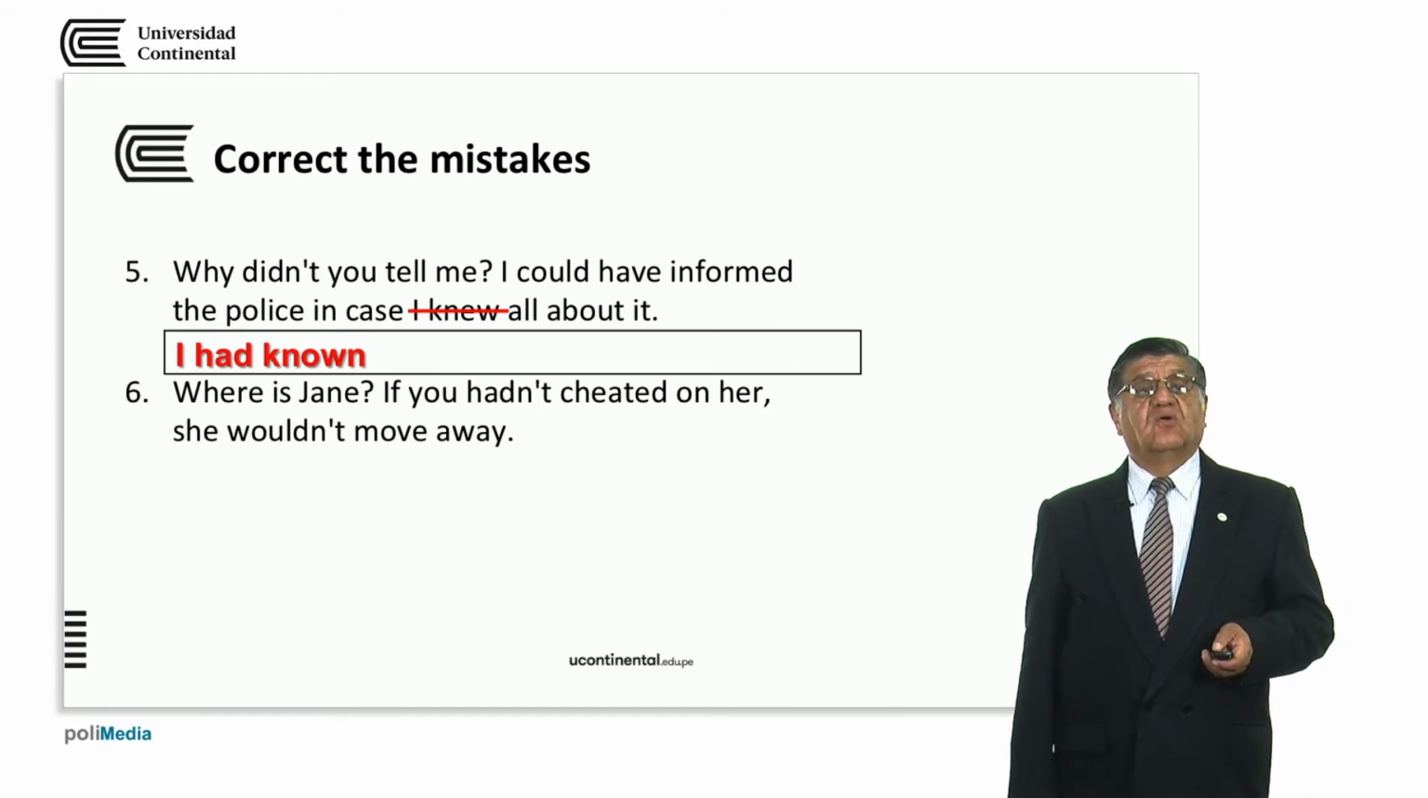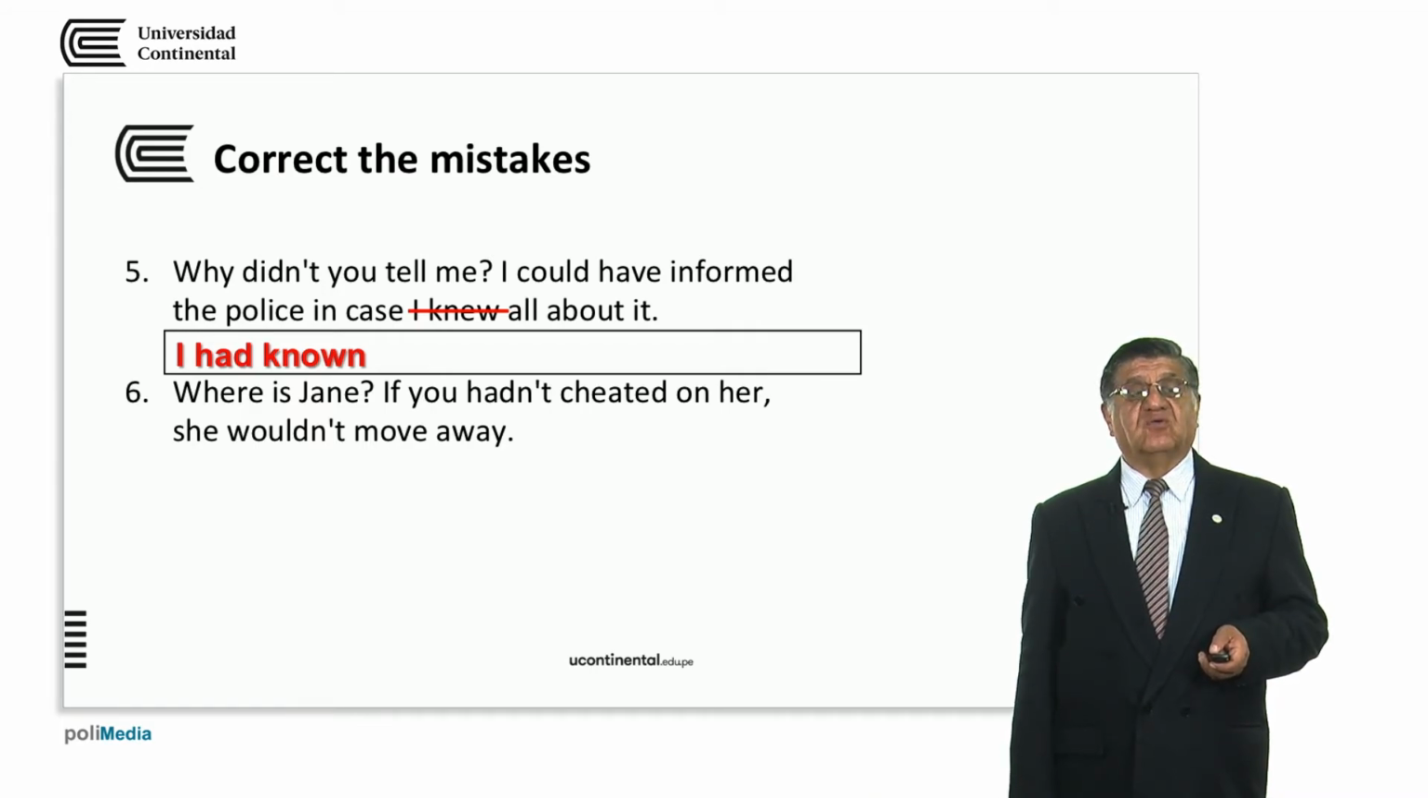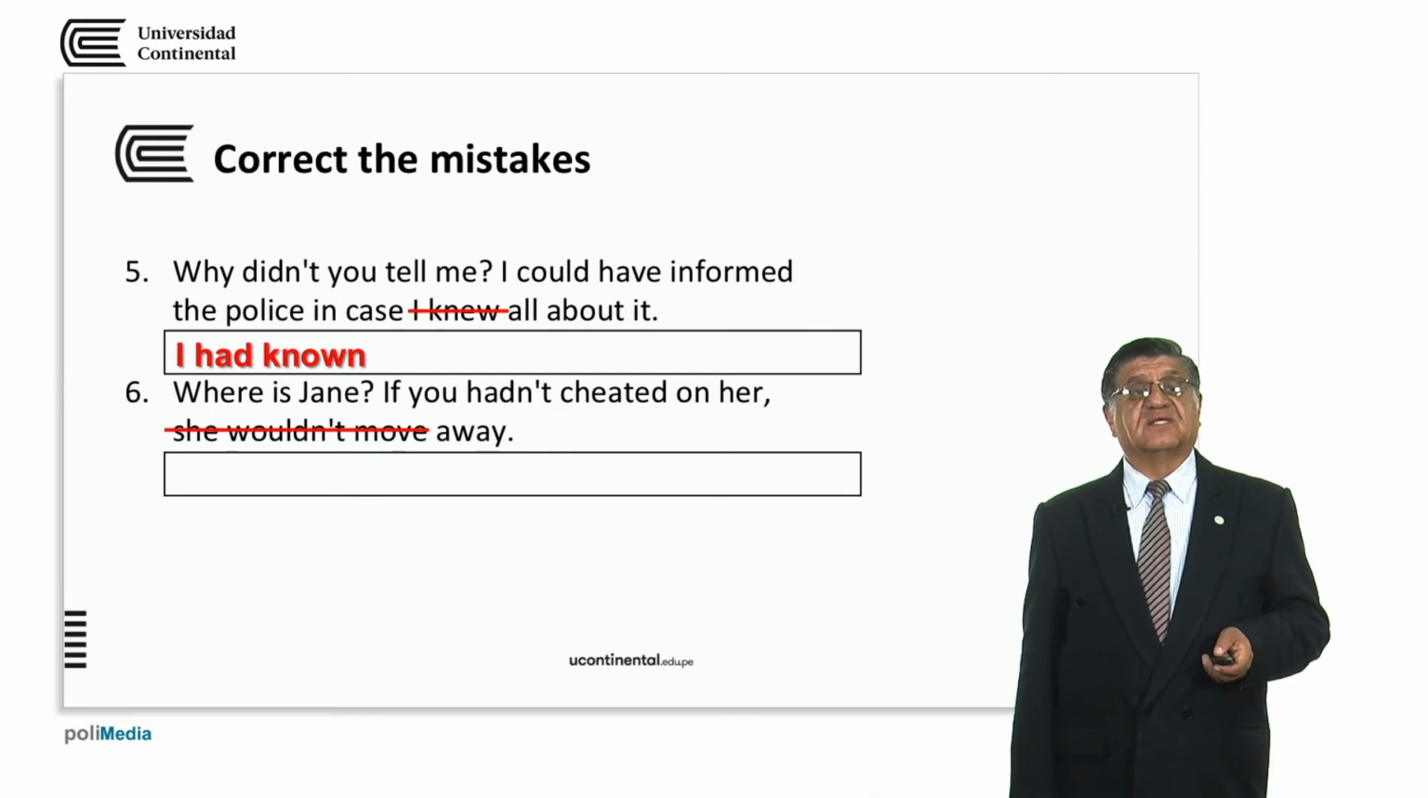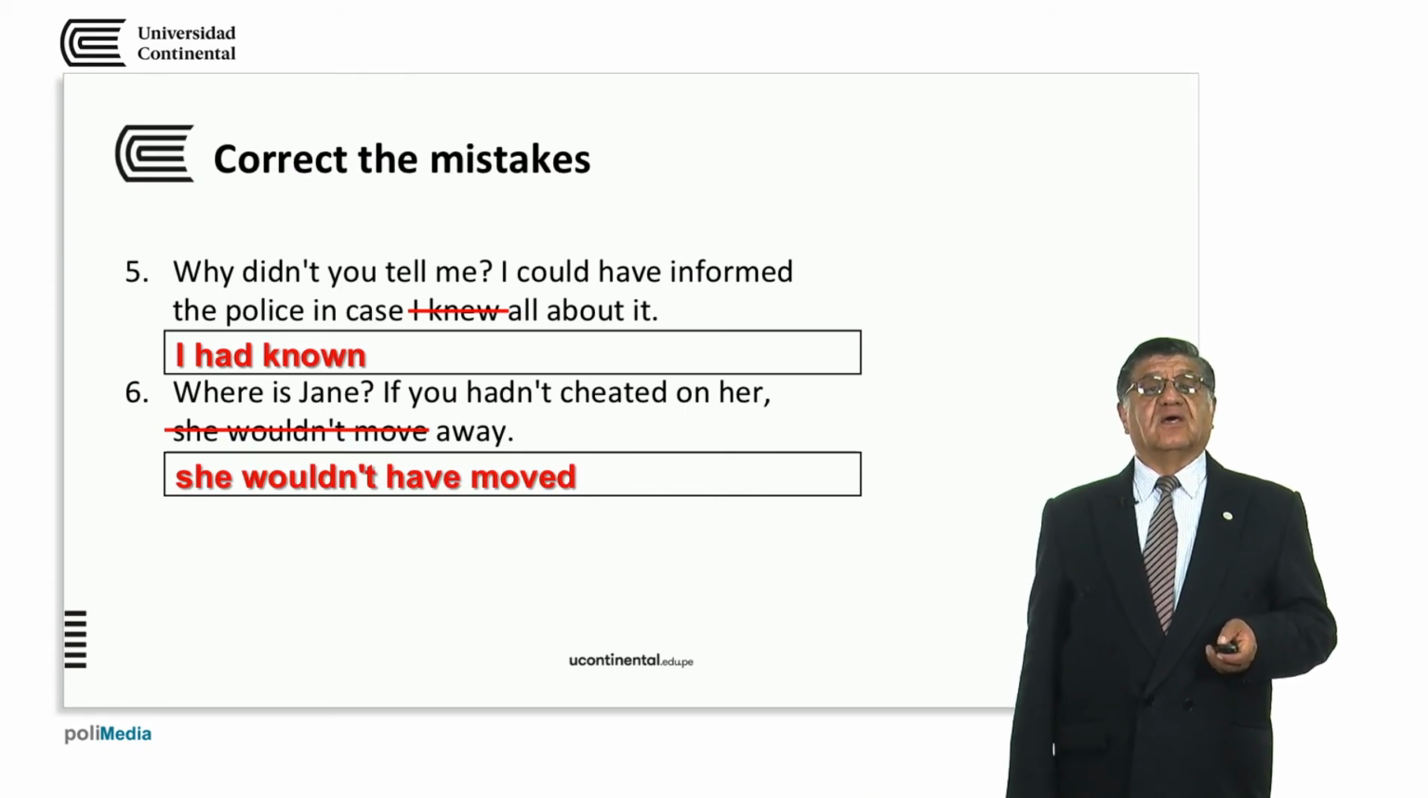Okay? Where is Jane? If you hadn't cheated on her, she wouldn't moved away. Okay, I gave you almost a tip for the answer. The if clause is in the past perfect, hadn't cheated, past perfect. She wouldn't move, not the perfect conditional. We need, yes, we need would, could, or might. Yes, she wouldn't have moved. Okay, this is the third conditional.